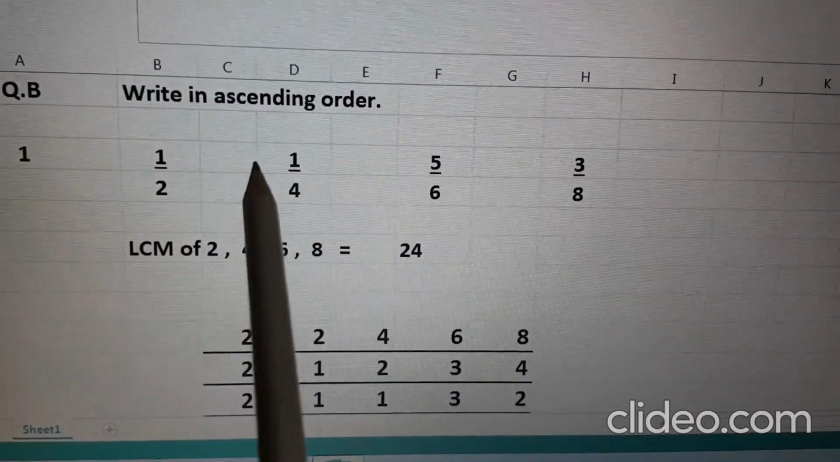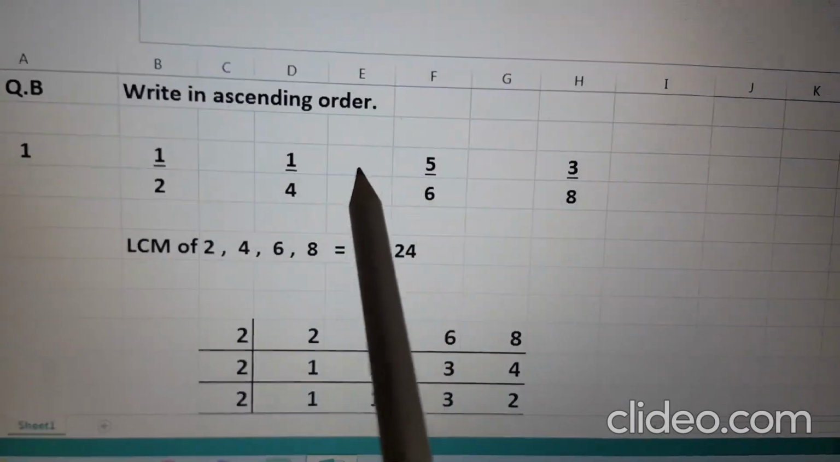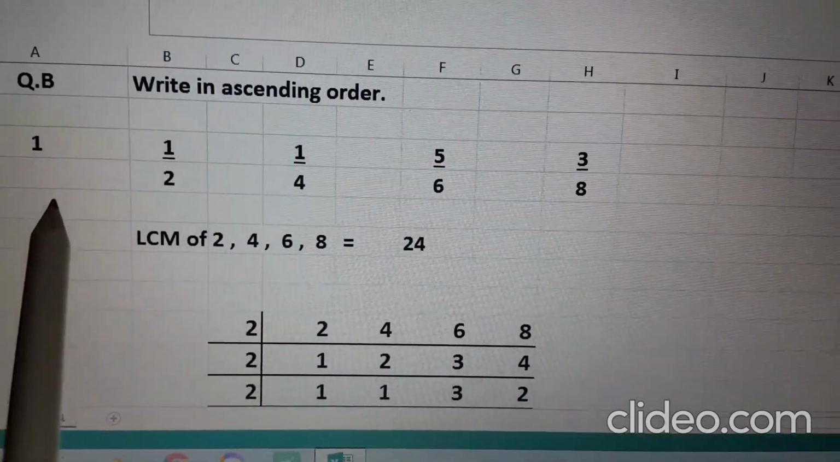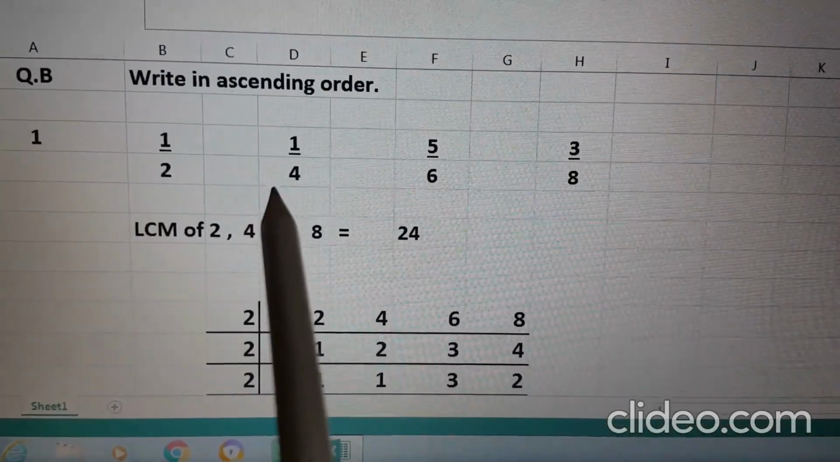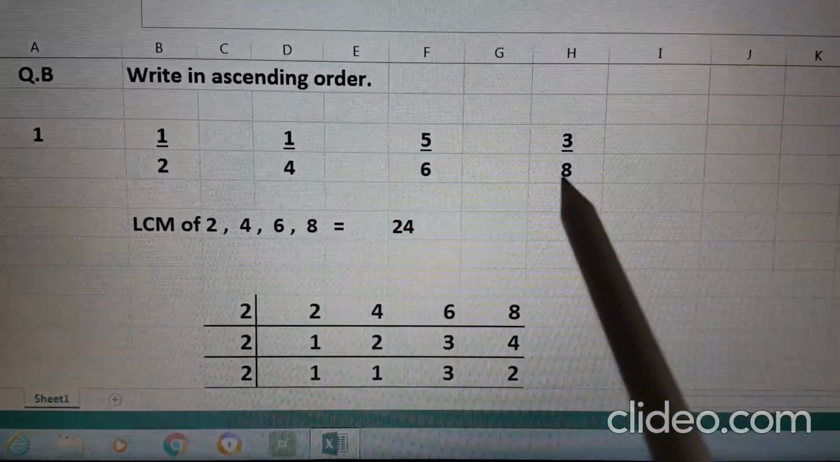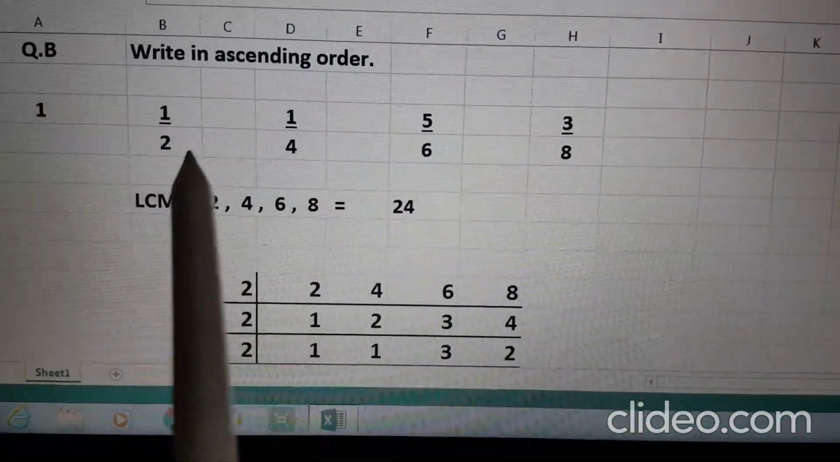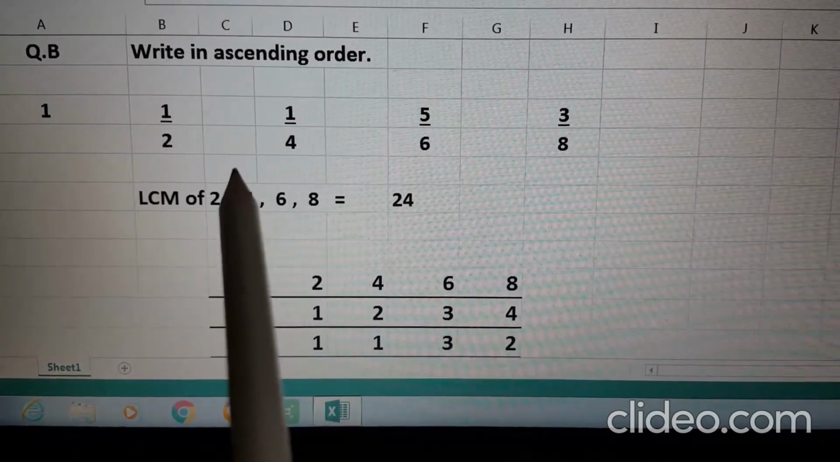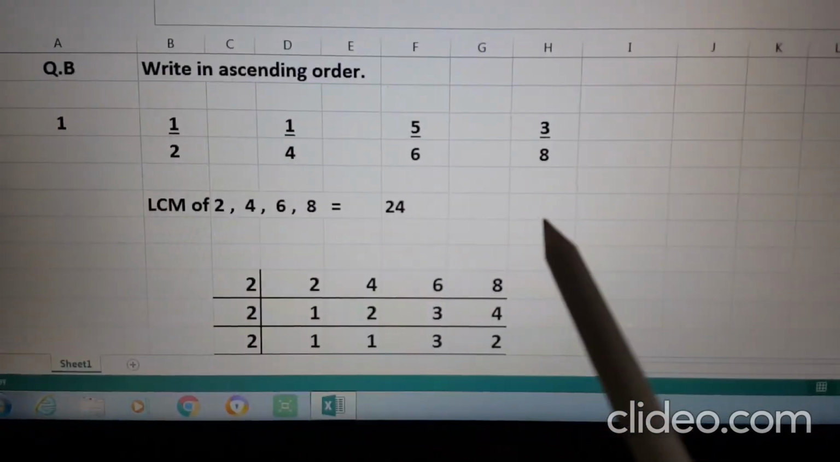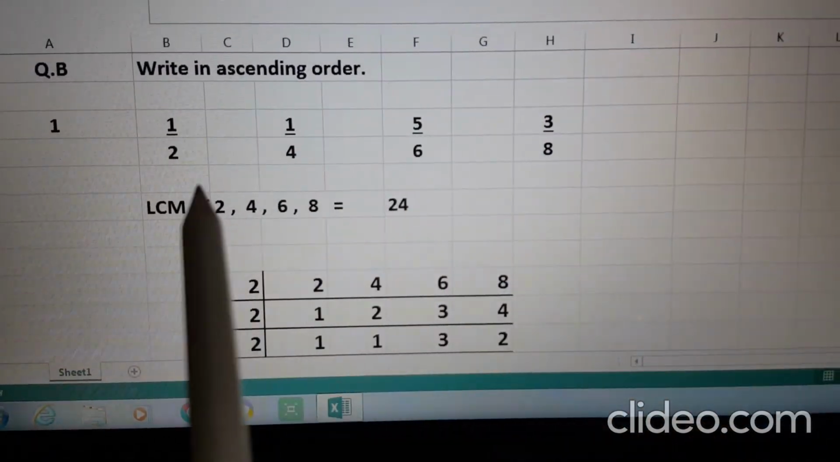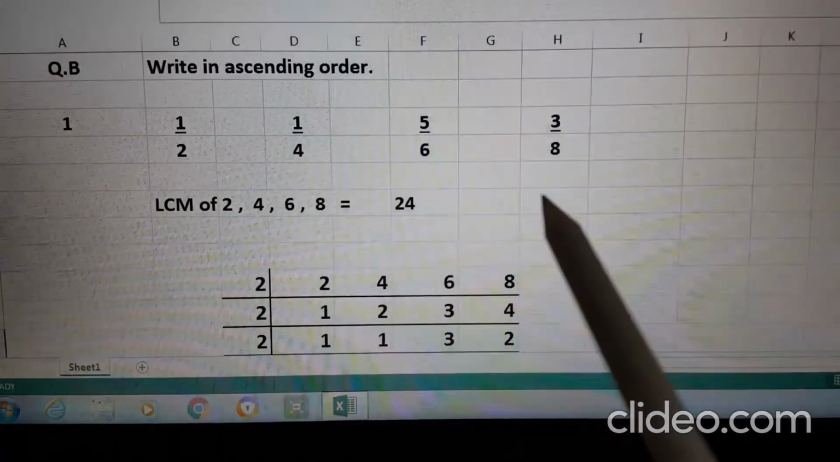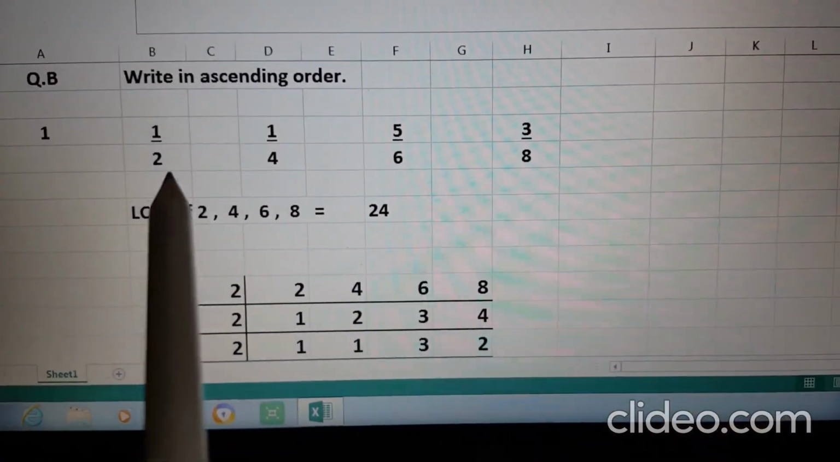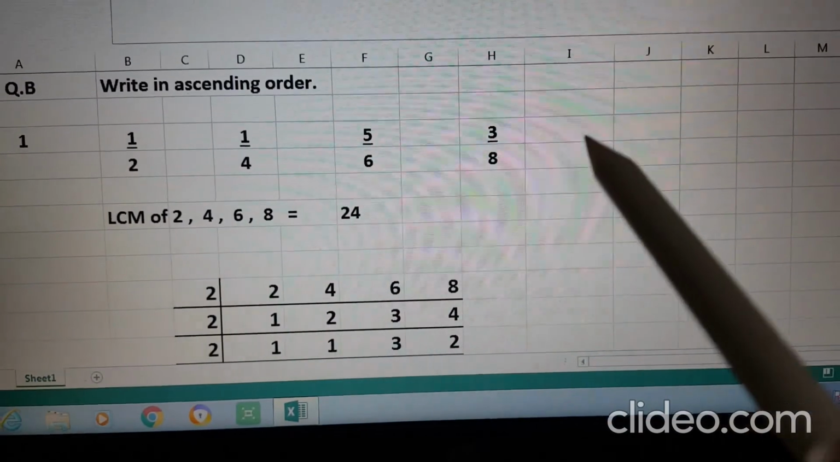Question B is write in ascending order. Now first part is 1 by 2, 1 by 4, 5 by 6 and 3 by 8. These four fractions are given and you have to arrange all these fractions in ascending order. Ascending order क्या होता है? Small to big. We have to move from smallest fraction to biggest fraction.